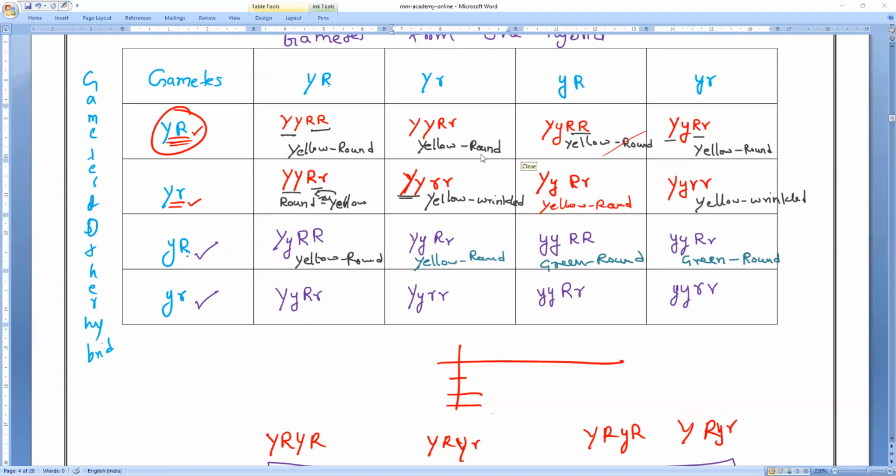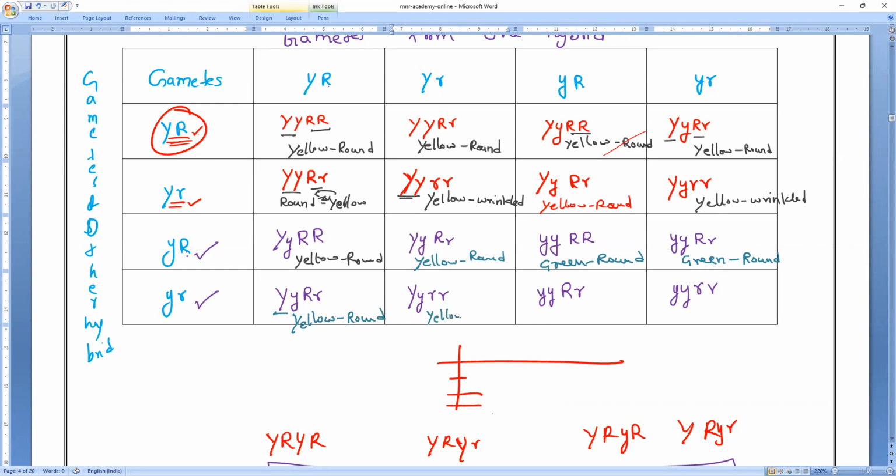Yes, Rohit. Small rr, capital YY. At least one capital R is there. It is yellow, but at least one capital R is there, so it is round. Next, at least one capital Y is there. So what is it? Yellow. At least one capital R is there. What is that? Round. At least one capital Y is there.